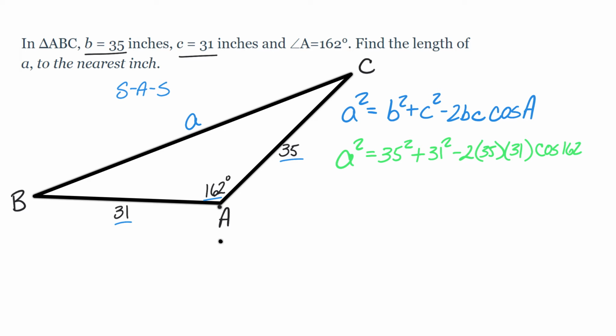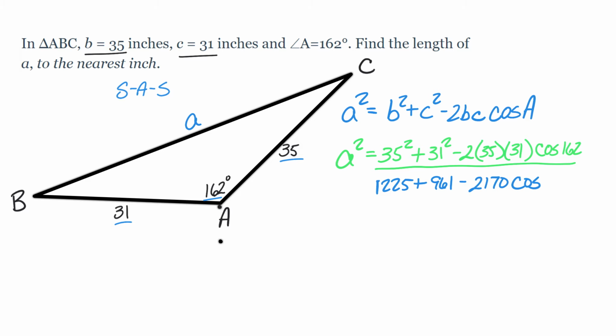So we can actually put this entire thing in our calculator, and our calculator knows the order of operations, and it's going to do it right. But I'm going to go ahead and go through this step by step. I don't want to jump too many steps on this thing. So what we end up with is 35 squared, which is 1225, plus 31 squared, which is 961, minus 2 times 35 times 31. I'm going to do all those at one time. This would be 2170.